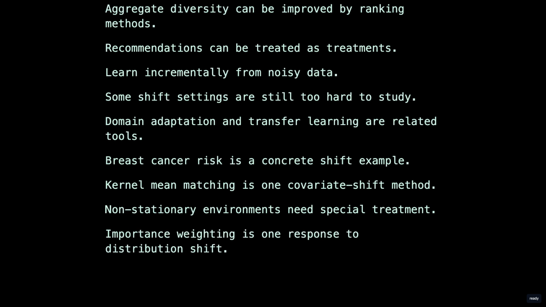Importance weighting tries to make the training data behave more like the target data by reweighting examples. That approach can help, but it also depends on assumptions that are not always easy to satisfy in real deployments.